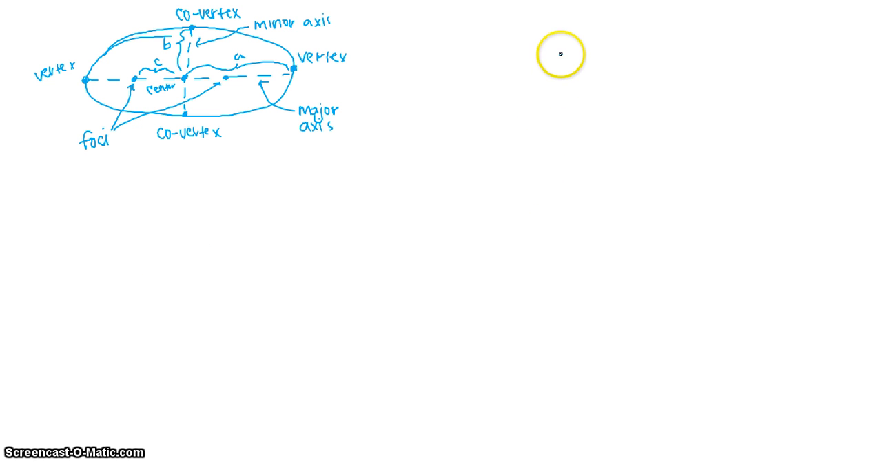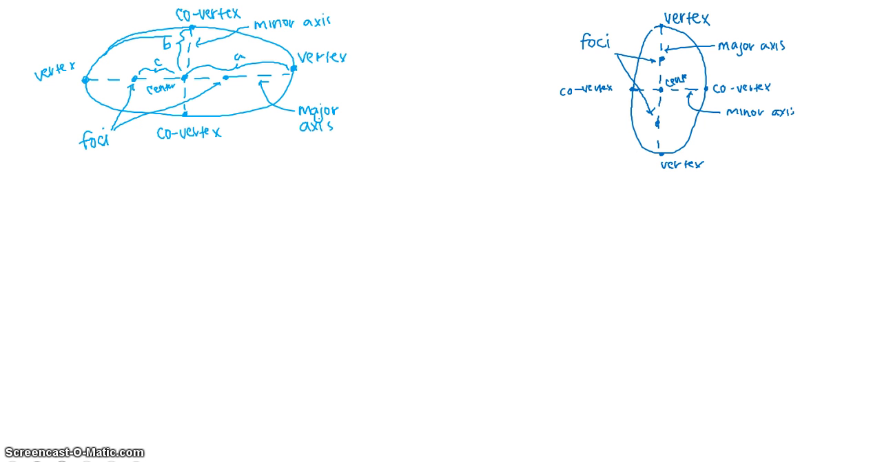You also have a similar setup going vertically. Whether my major axis is horizontal or vertical does not change where everything lies. Your foci still lie on that major axis, as do your vertices. The major axis is always longer than the minor axis. Your co-vertices lie on your minor axis, and your center is where those two axes intersect.